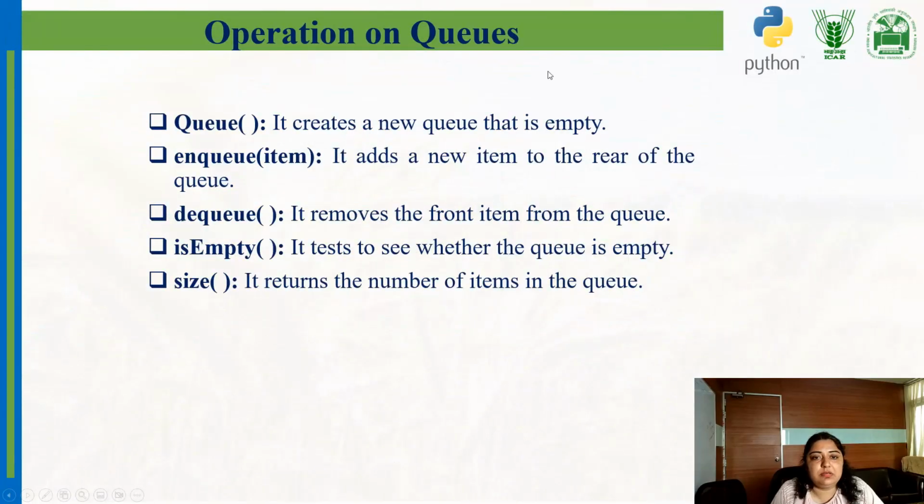Then these are the different operations that we can perform on queues. Using the queue operation, it will create a new queue that is empty. Then enqueue, it will add a new element on the rear of the queue. Then dequeue, it will remove the front item from the queue. Then isEmpty, it tests to see whether the queue is empty. Then size, it will return the number of items in the queue.